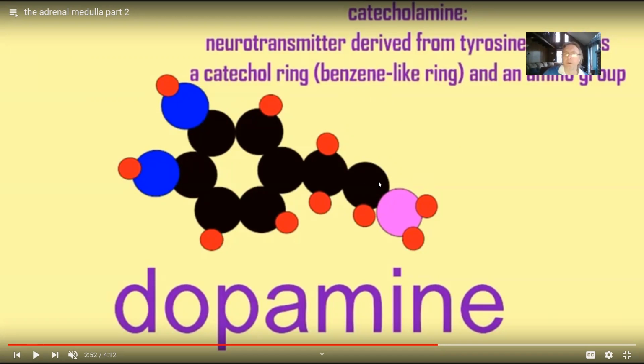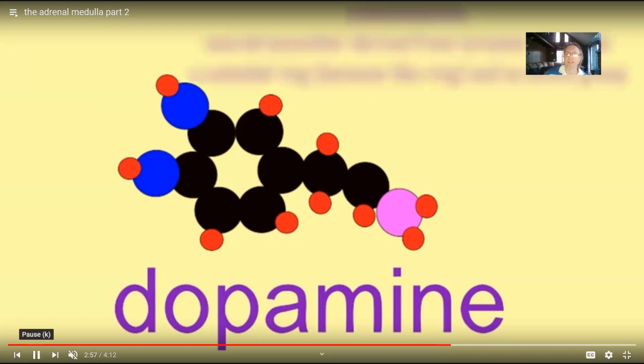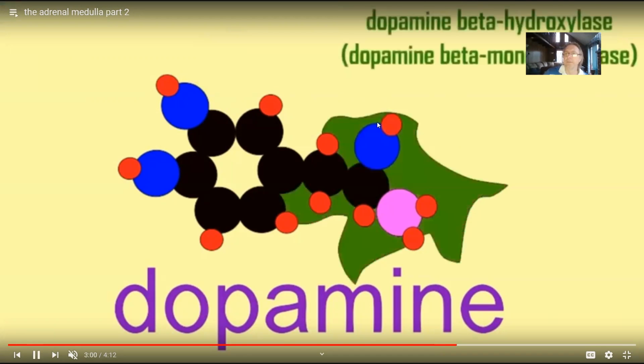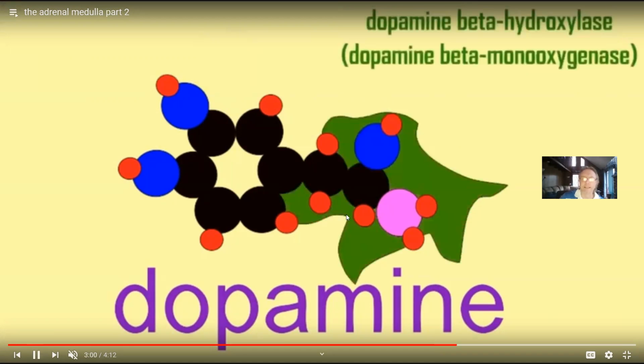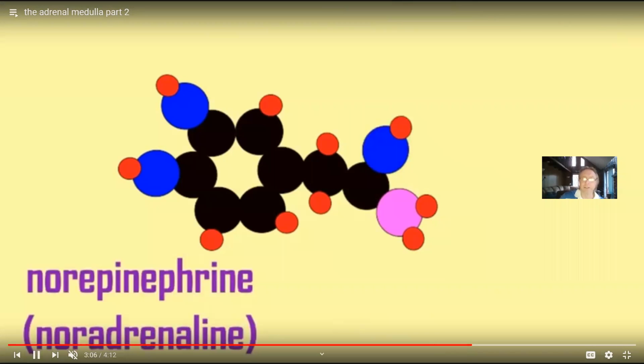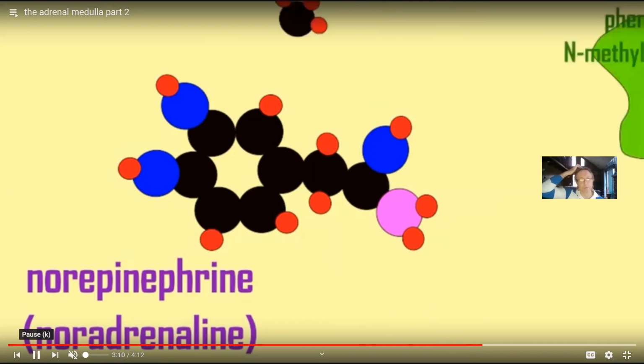And so it's called a catechol, this part, amine. But then two other neurotransmitters can be derived from dopamine. And since dopamine is a catecholamine, then epinephrine and norepinephrine would likewise be catecholamines. So if you make this enzyme, the dopamine beta hydroxylase, that can change dopamine into norepinephrine, which a number of neurons actually release, as well as some chromaffin cells.